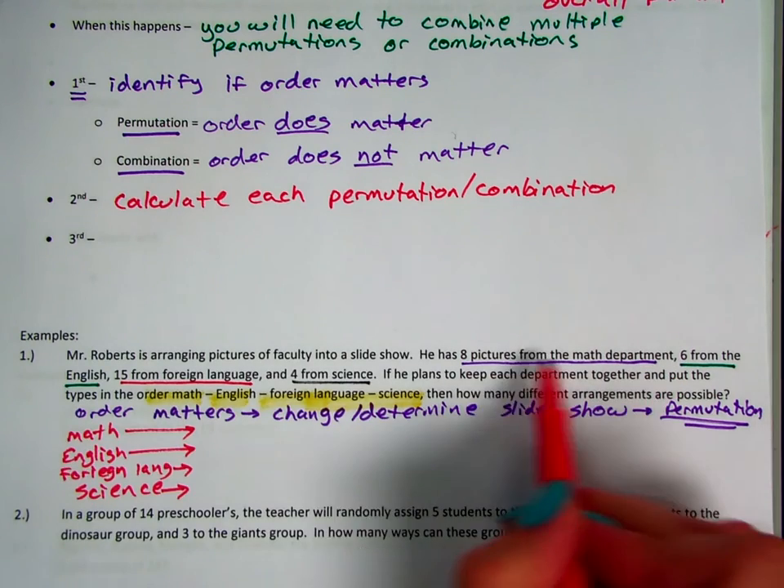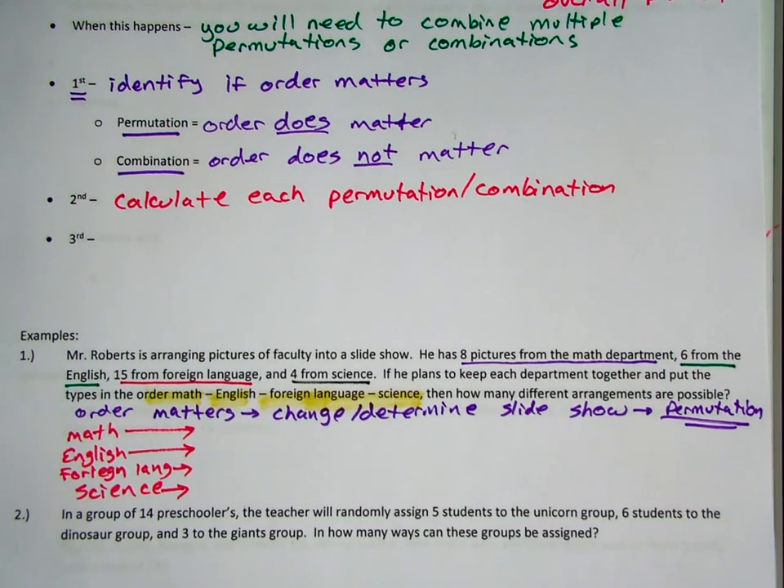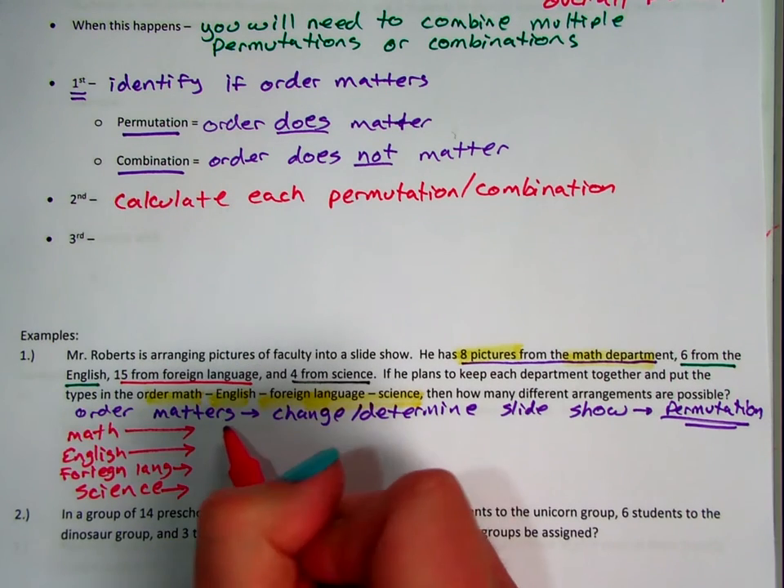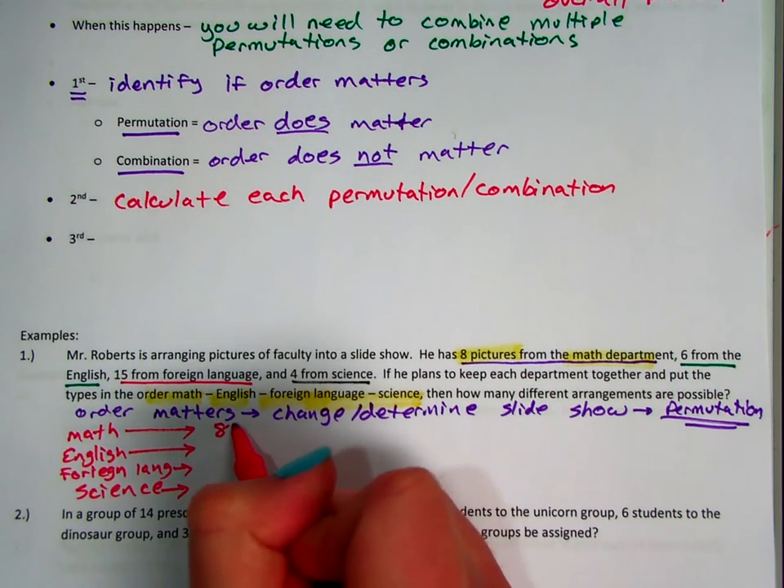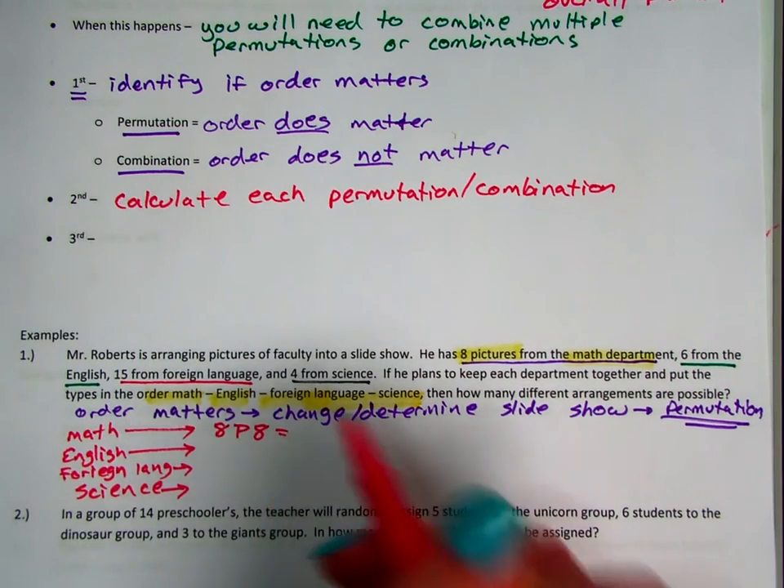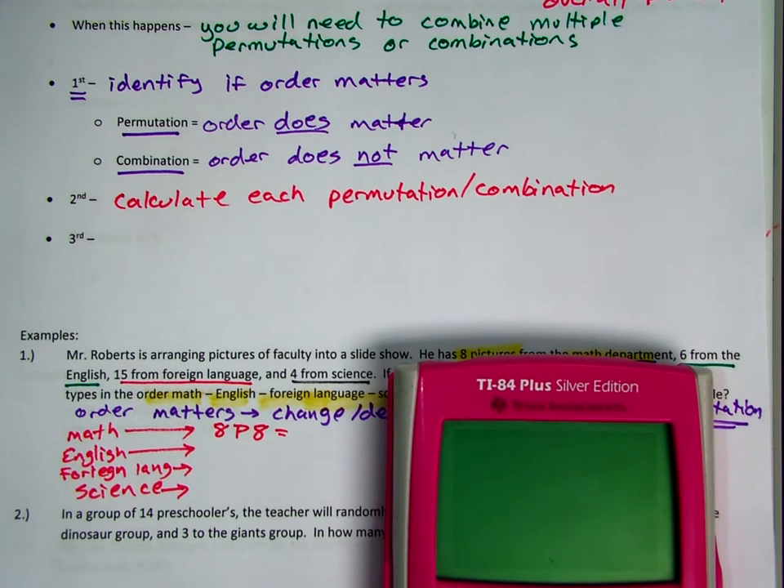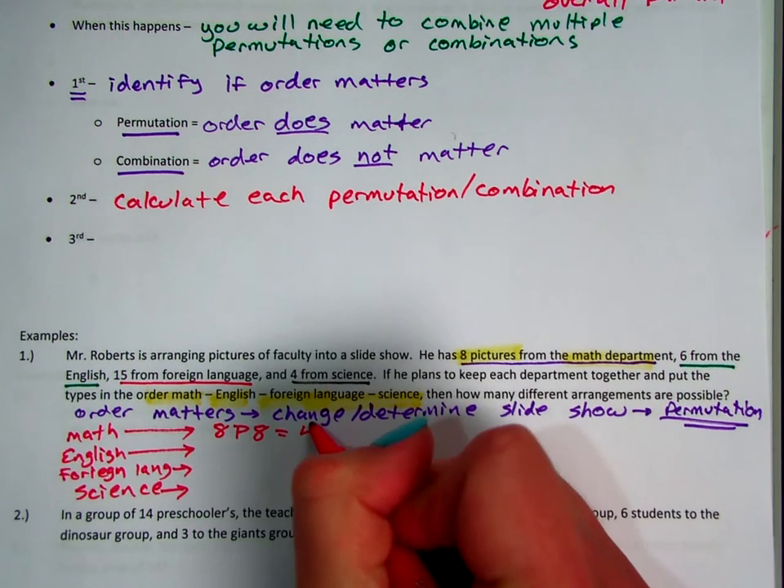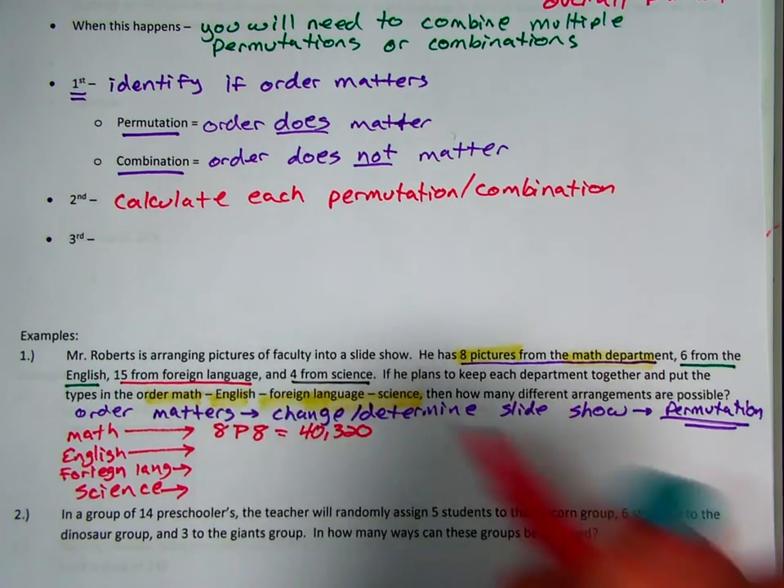So we're going to do a permutation of math. Well, math was 8 pictures. So we have 8 pictures from the math department, and they're going to use them all. So we have 8 options that they're going to choose 8 from. So then we have to go to our calculator, right? 8, go back to probability, choose the permutation, and we're choosing all 8 of them. So we get 40,320.